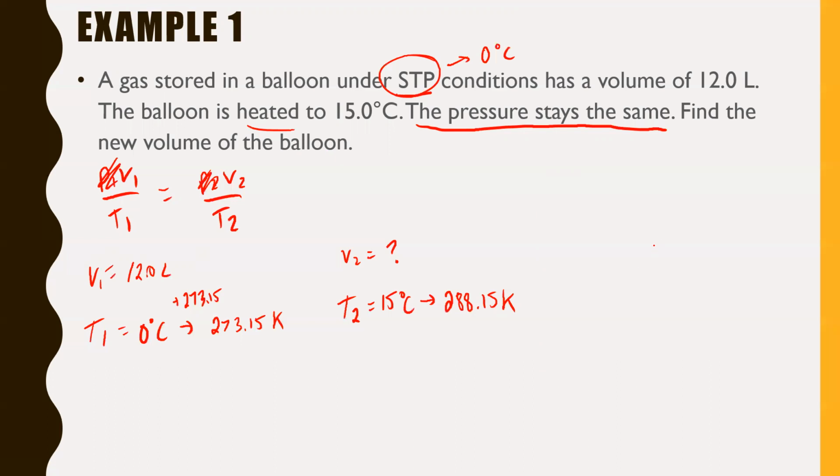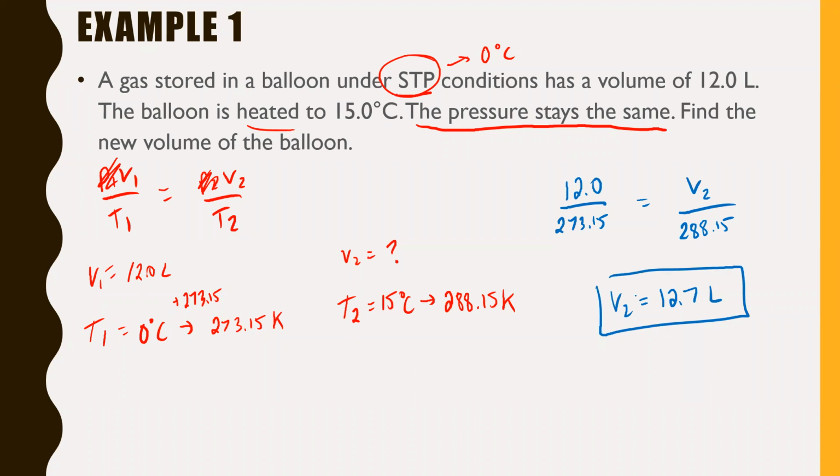I've used a lot of room here, but I do have enough room in the corner just to finish this off. I'm going to change color here. So if I throw these numbers into my formula, V1 is 12.0, so 12.0 over T1, which is 273.15, equals V2, which is what I'm looking for, over T2, which is 288.15. You can solve for V2 just by multiplying 288.15 on both sides. This gives you V2 equals, and you're going to have to round here because we want 3 sig digs, 12.7 liters.